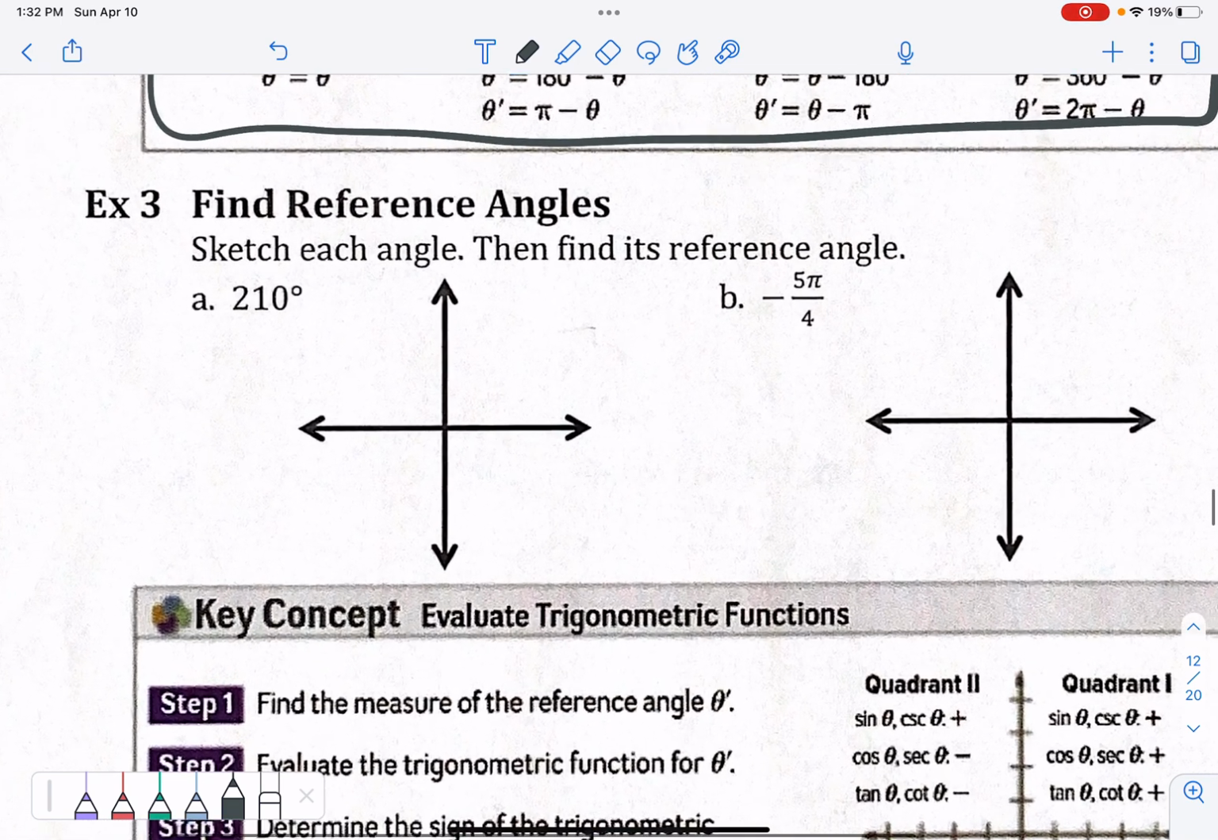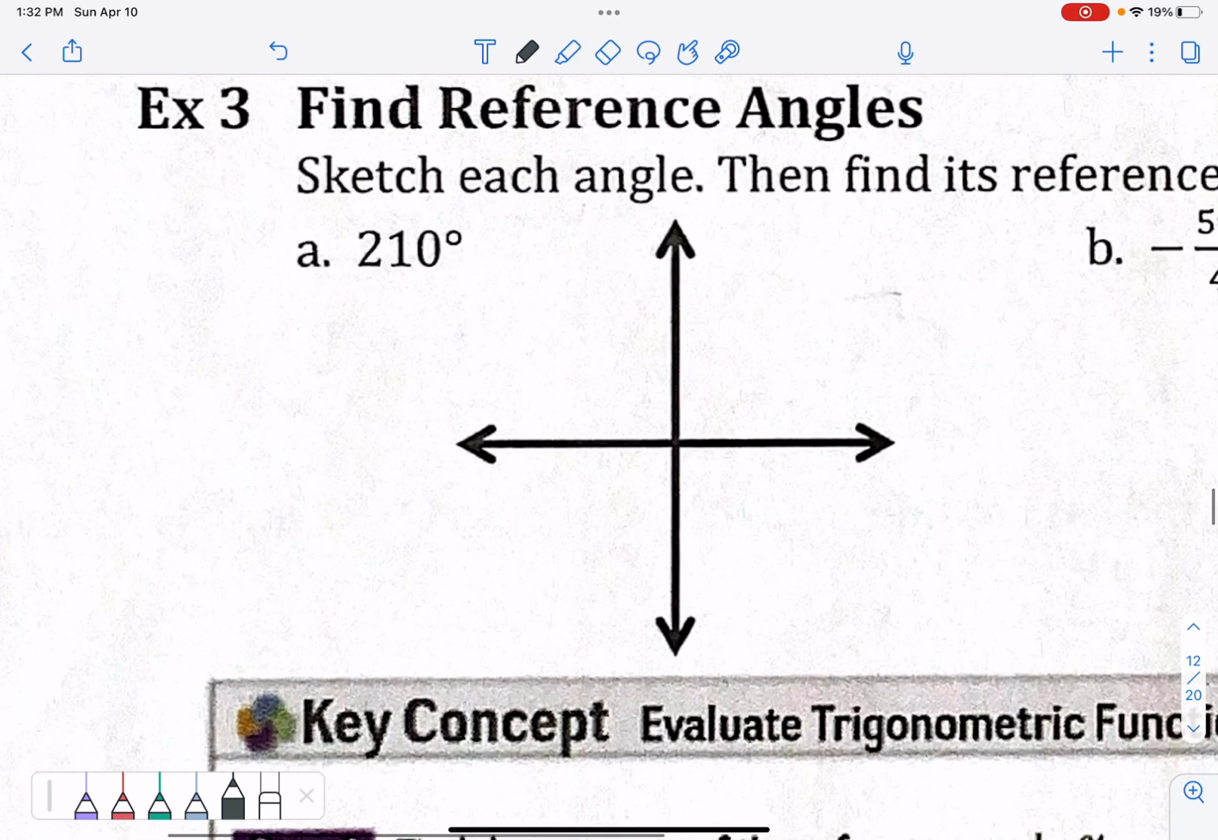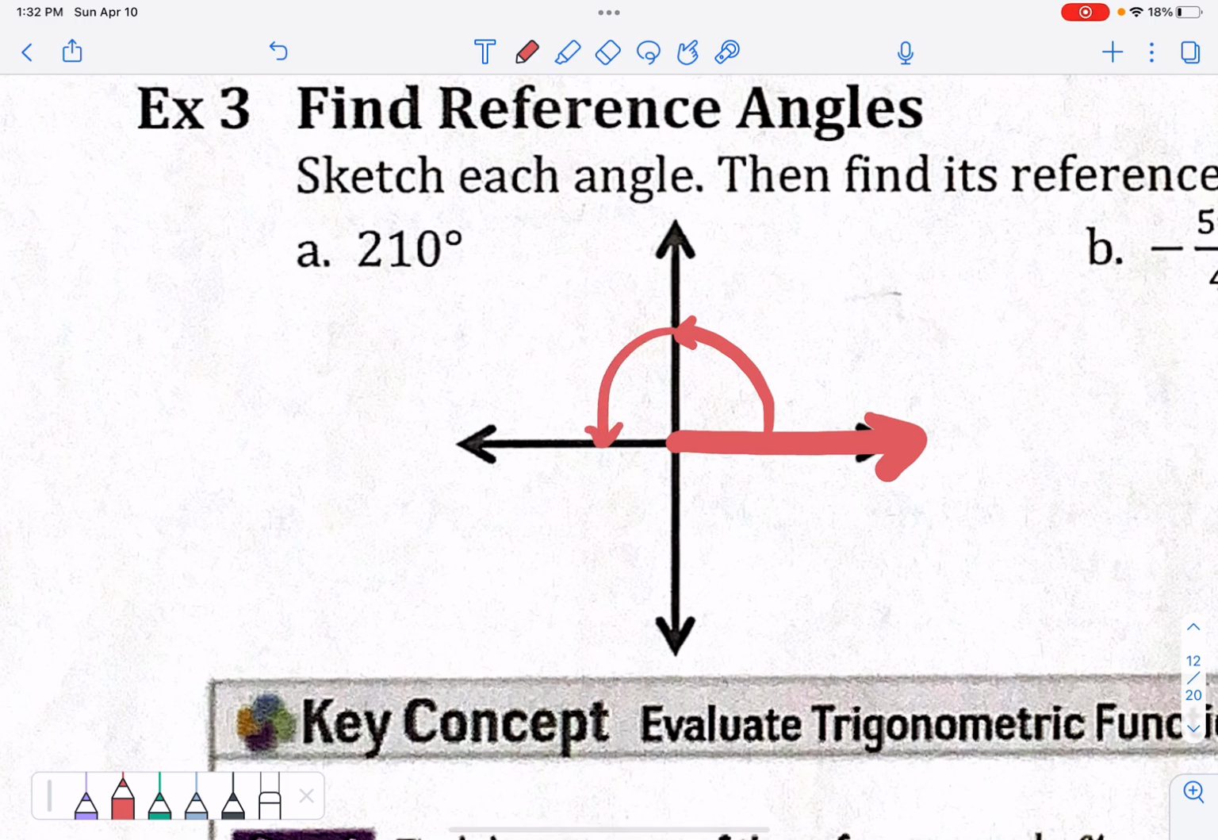So example 3 is to sketch each angle. We're going to start with a 210 degree angle. In standard position, we always have our first side as the positive x-axis. So that guy right there. And then we're going to rotate around to 210 degrees. So rotating up, that's going to be 90 degrees. This will give us 180. And then 210 is down here somewhere. Okay, so we're going to make him a bow tie and we're going to look at just this triangle.